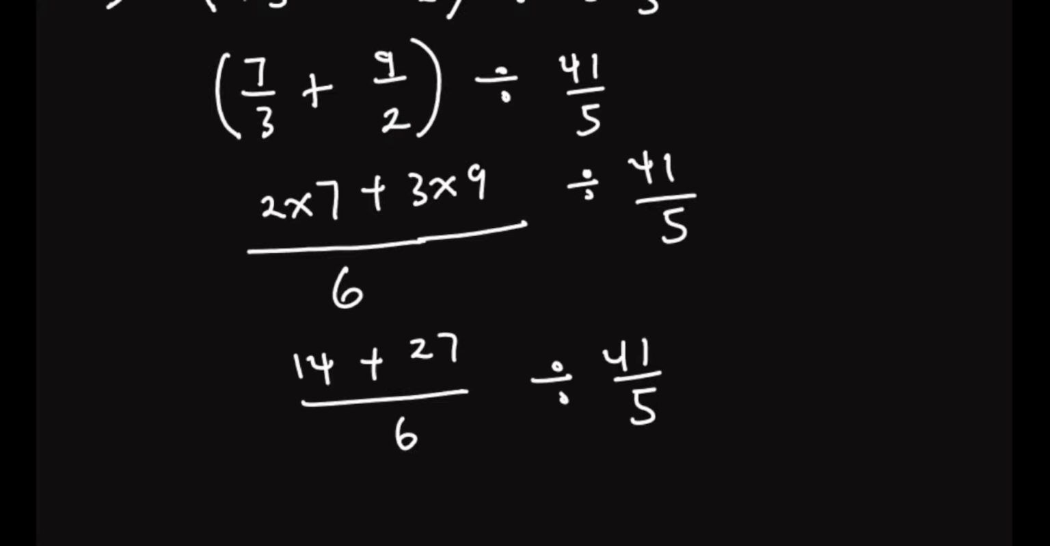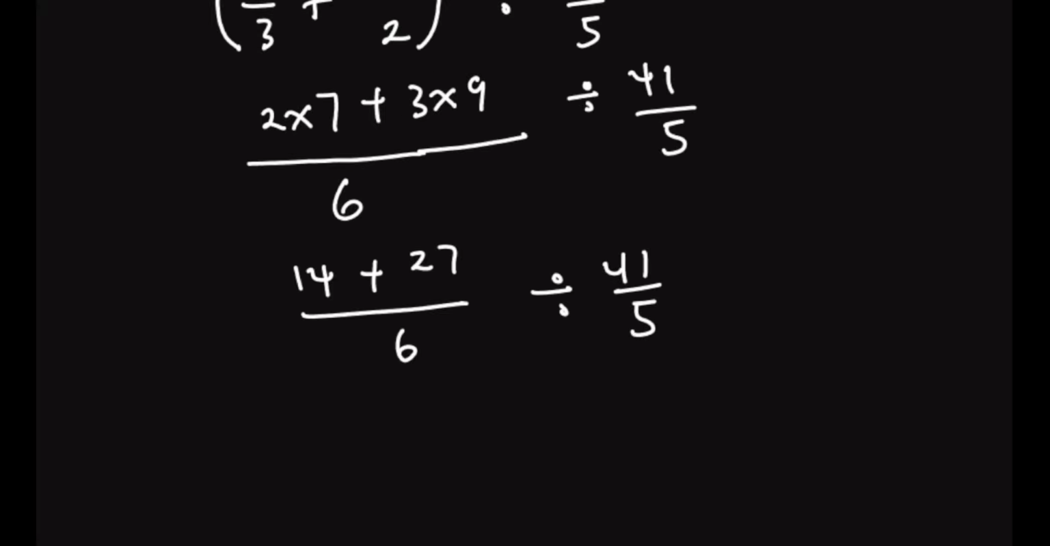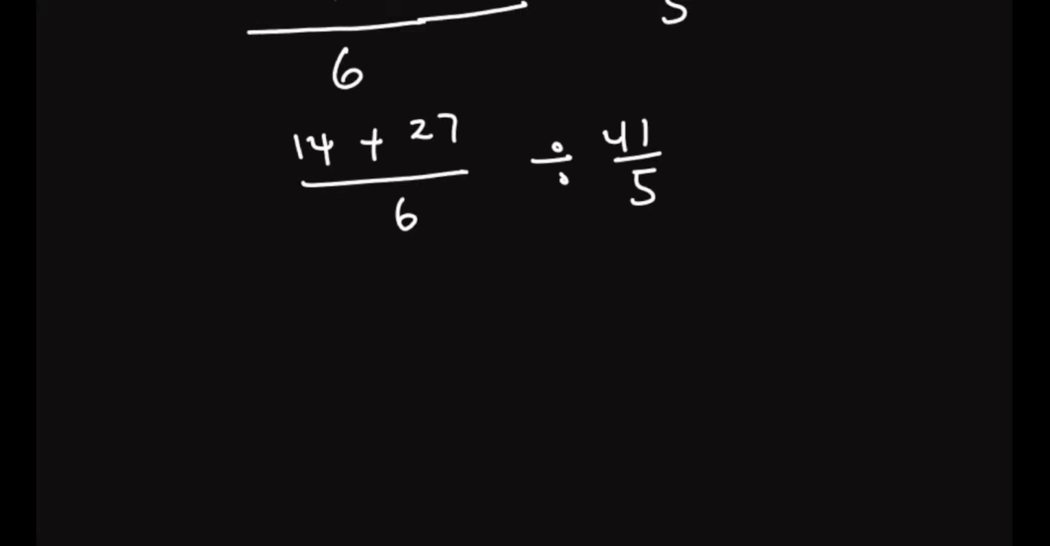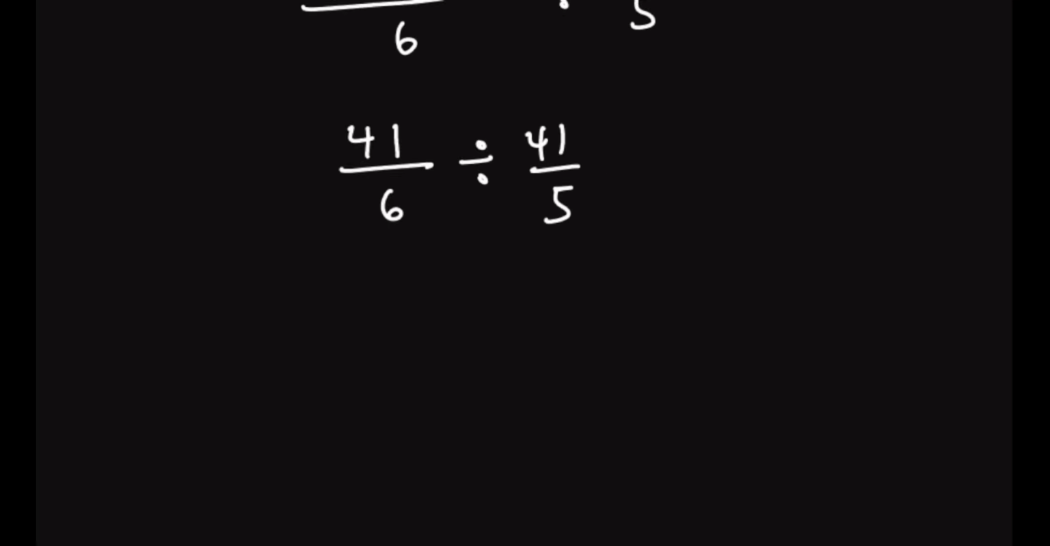Then we just quickly simplify 14 plus 27, that gives us 41. So we write 41 all over 6, then divided by 41 over 5. You remember what I told you about division of fractions. First of all, we maintain the first fraction. This is going to be 41 over 6. Then we change this division sign here to multiplication. So that gives us times here.